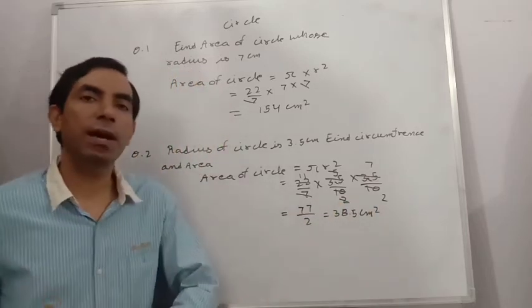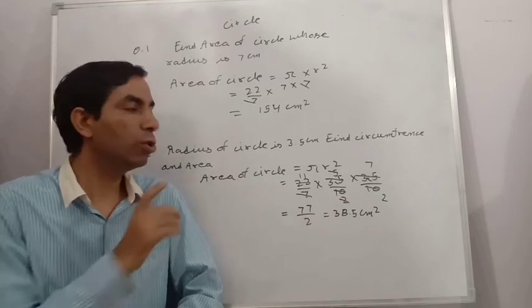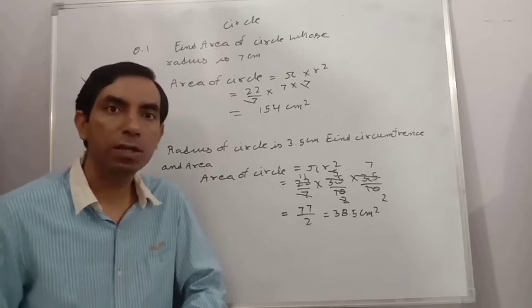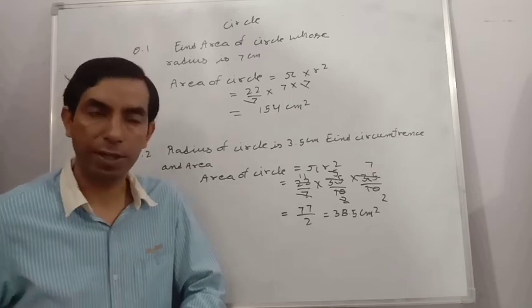If we are finding the area of anything, then we write the unit in square, just like centimeter square, meter square, kilometer square. So area will always come in square units.